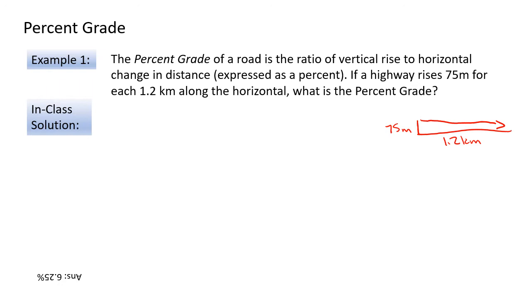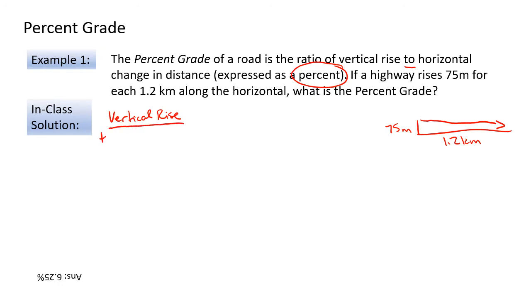So a lot of times it's shown as a percentage, right? So it's a percentage of grade. There's two types of things we have to combine together in this formula. First is to figure out what the ratio is. In this case, in the question it says it's the vertical rise to the horizontal change in distance.